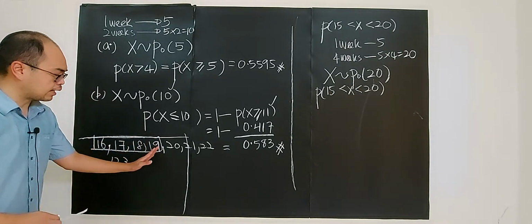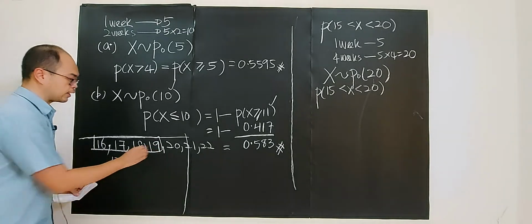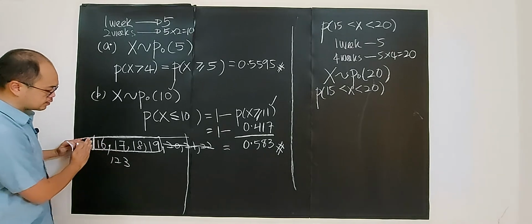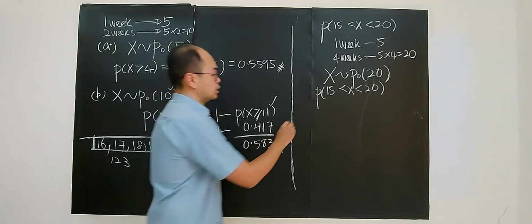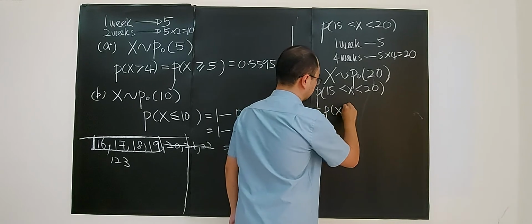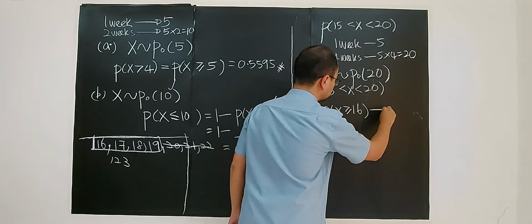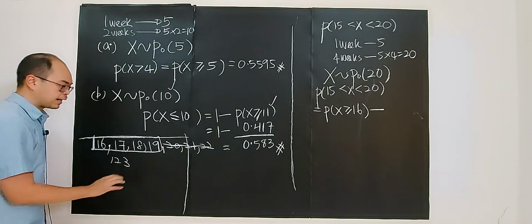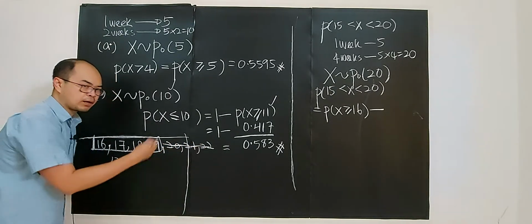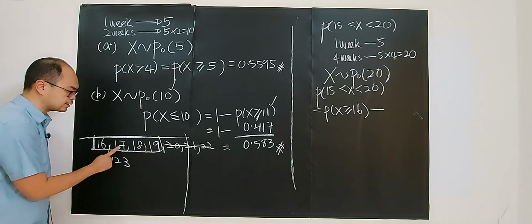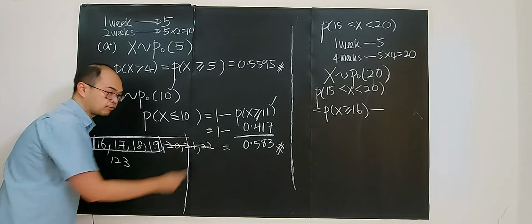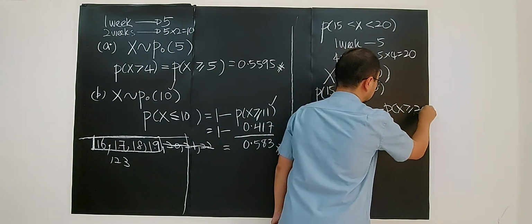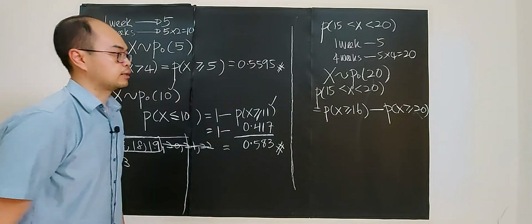So 16 up to 19. So 20 and above we don't want. So we start from 16, because this is above. So it starts from P(X greater or equal 16). Greater or equal 16 means the probability of 16 and above, minus away the probability of 20 and above. Why do I do this? Because I just want 16, 17, 18 and 19. 20 and above I don't want. That's why I have to minus away at least 20.